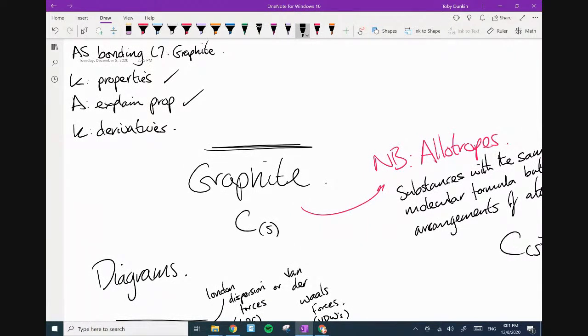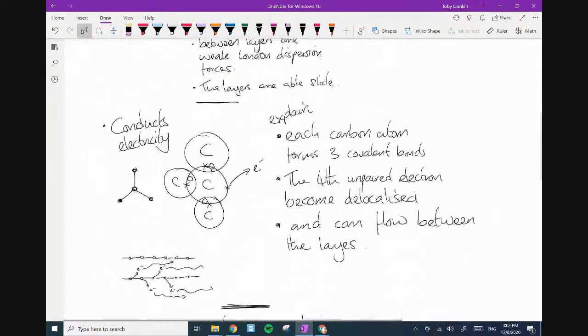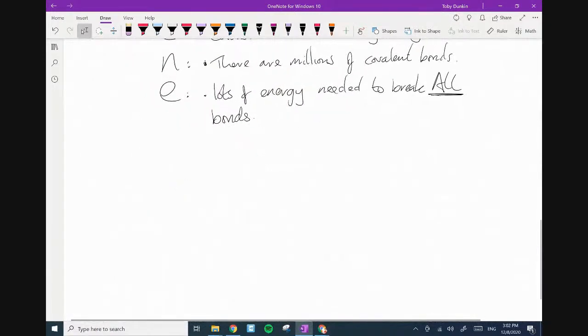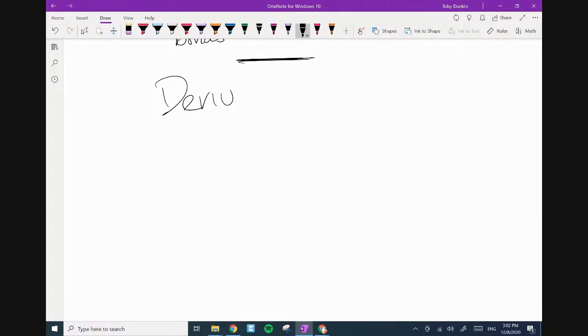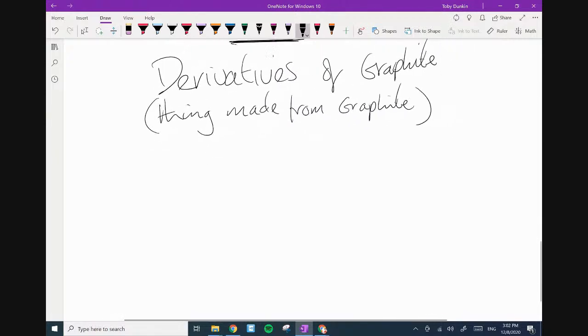Now we need to drop into graphite's derivatives. The word derivatives means spin-offs. It means something made from. Derivatives, brackets, things made from. Derivatives of graphite: things made from graphite. So, here are your derivatives that you need to learn.